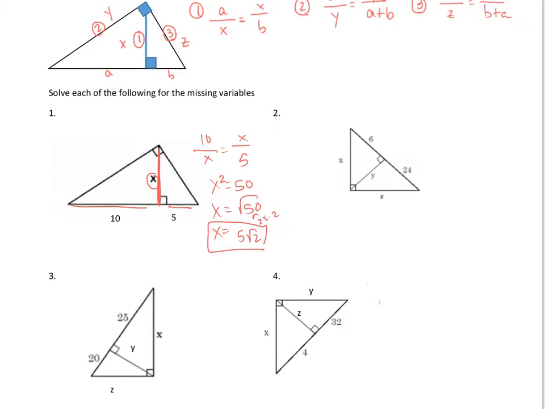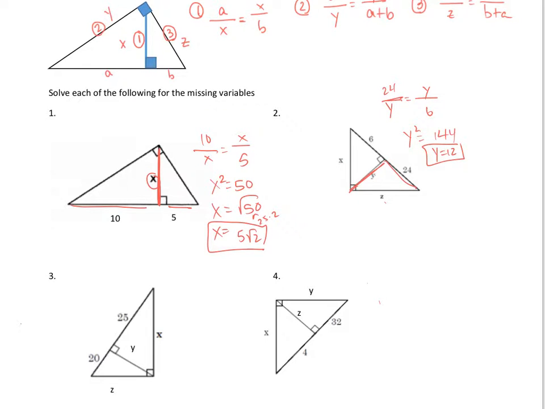All right, let's move on to the next one. Again, we can start with X, we can start with Y, or we could start with Z. It doesn't matter. Let's go ahead and start with Y. If Y is the geometric mean, it is the geometric mean of these two parts. So 24 and 6. So we end up with Y squared being 24 times the 6, which gives us 144. So Y will be 12.